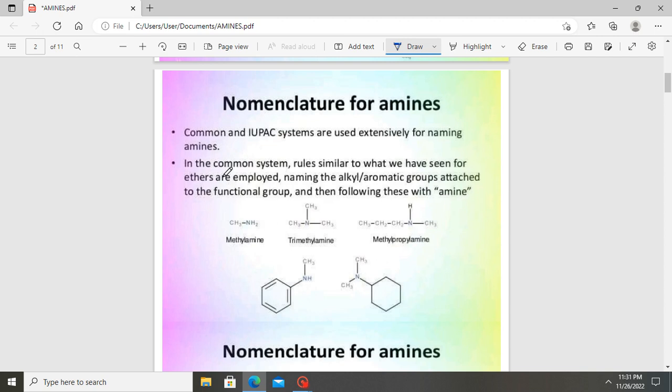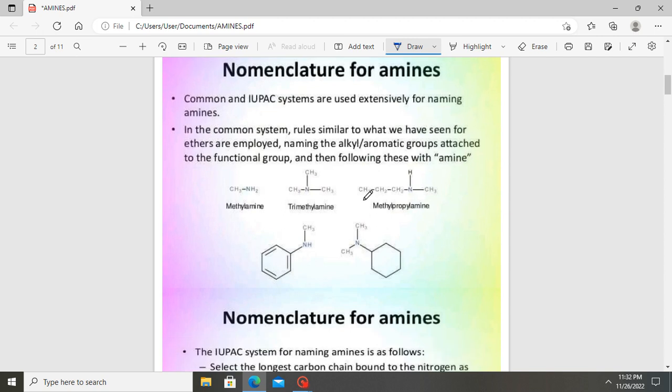So the common way of naming amines is by naming the alkyl or the aromatic groups bonded to the nitrogen, then followed by the amine. So here the alkyl group bonded is methyl. So the common name of this compound is called methylamine. You can have here trimethylamine and also methylpropylamine. So with the common nomenclature system, you just name the groups bonded to the nitrogen, that is the alkyl and aromatic groups, then you follow it by amine. That's how the common nomenclature of amines is done.